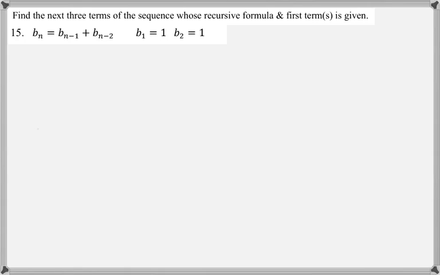So we're looking for b3, and to get b3 we need to take b2 plus b1. So you need to be really careful with the subscripts here. So that would be 1 plus 1 or 2.